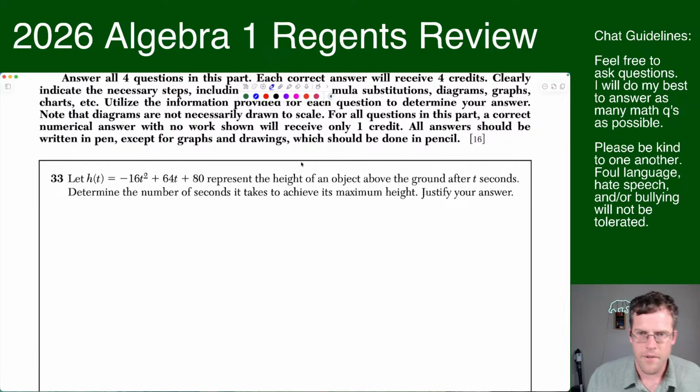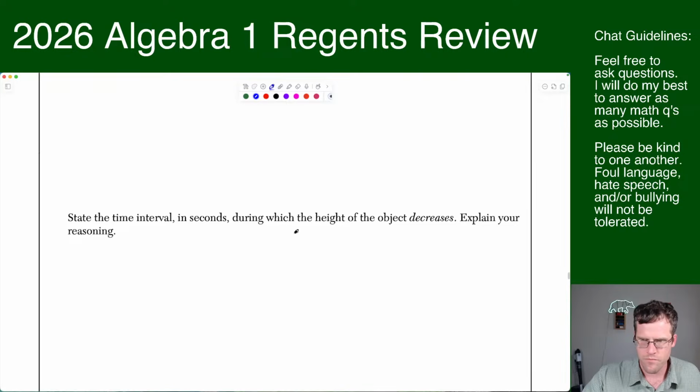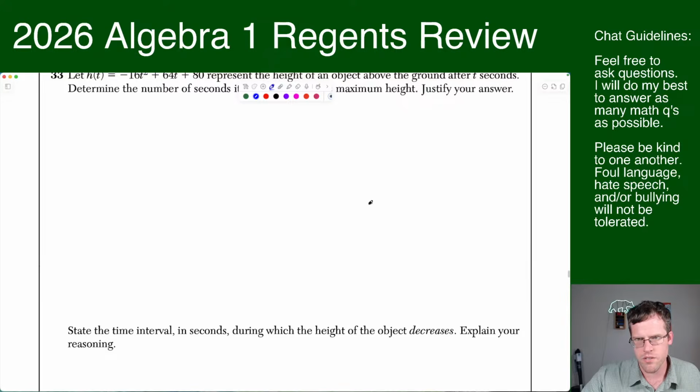All right. So for this one, we have h of t is the height of an object above the ground after t seconds. Determine the number of seconds it takes to reach maximum height. Justify your answer. And then we have to state the time interval at which the height decreases.